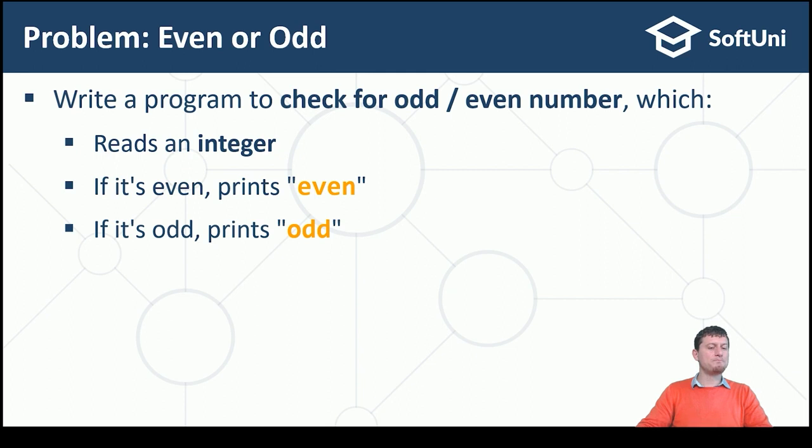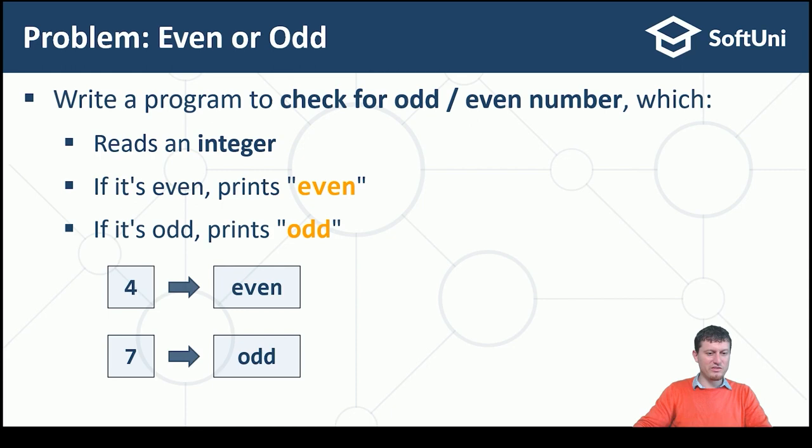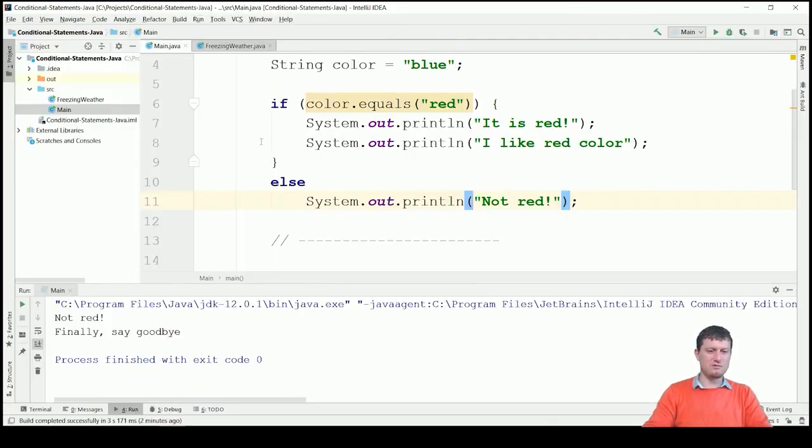Okay, so we have our next problem to solve for getting some more experience. It's about writing a Java program for checking whether a number is odd or even. We read an integer number, and if it is even, we print even. Otherwise, if it is odd, we print odd. This is an example. 4 is even, 7 is odd.